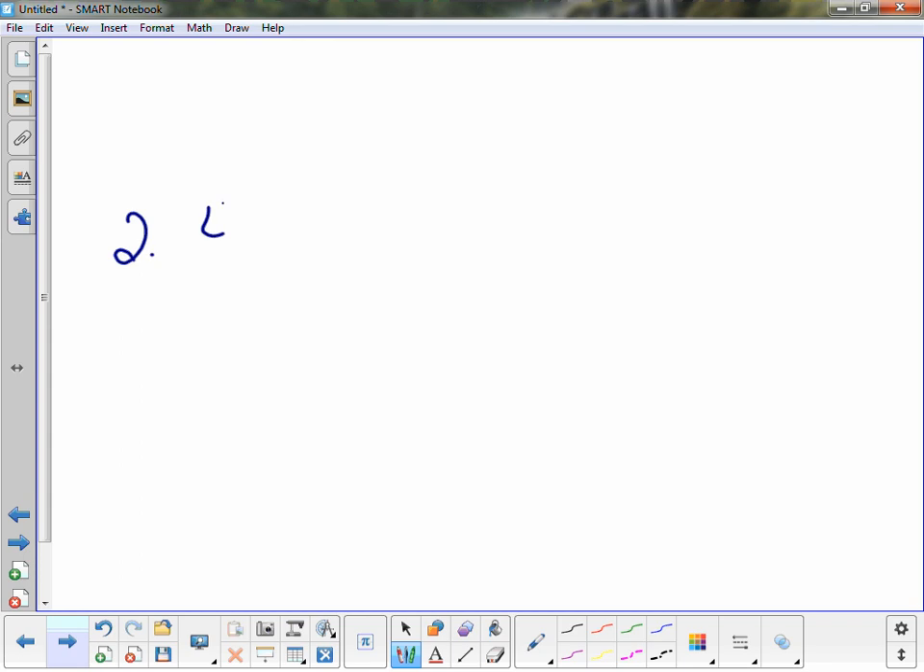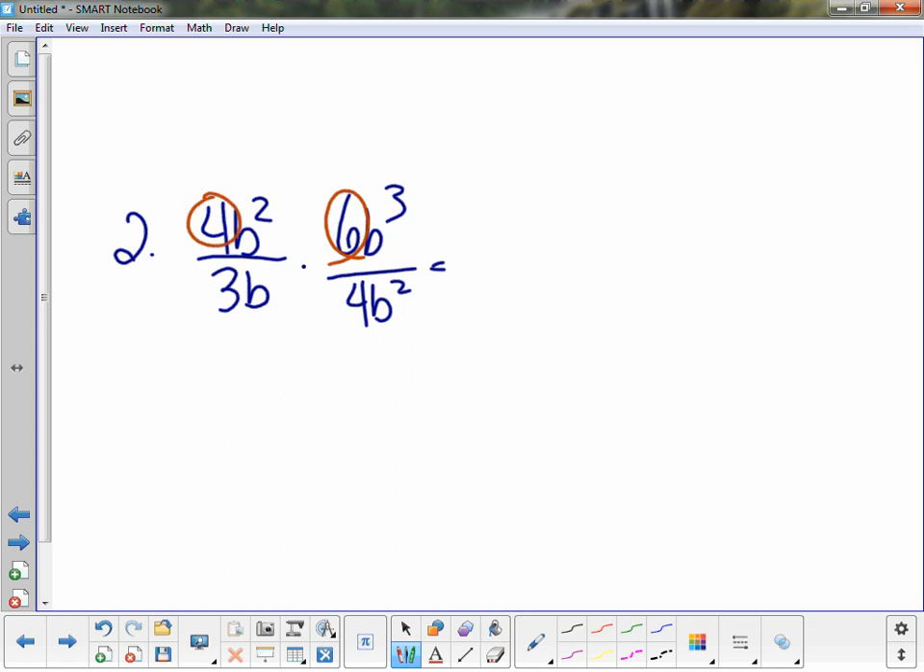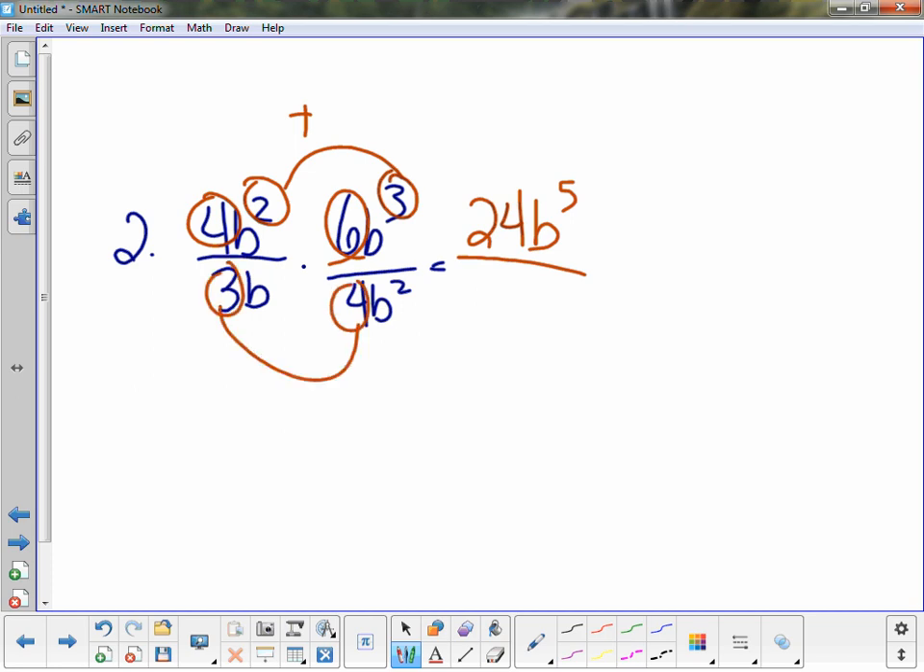Let's take a look at number 2. For number 2, we have 4b squared over 3b times 6b cubed over 4b squared. So let's multiply the numerator first. We're going to take 6 times 4, and that's going to give us 24. B squared times b to the 3rd, when you multiply those, you're going to add those exponents, and that's going to give you b to the 5th.